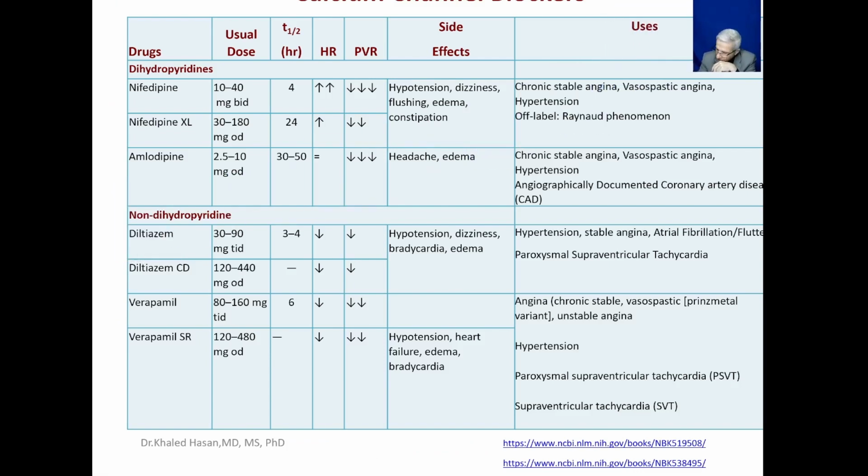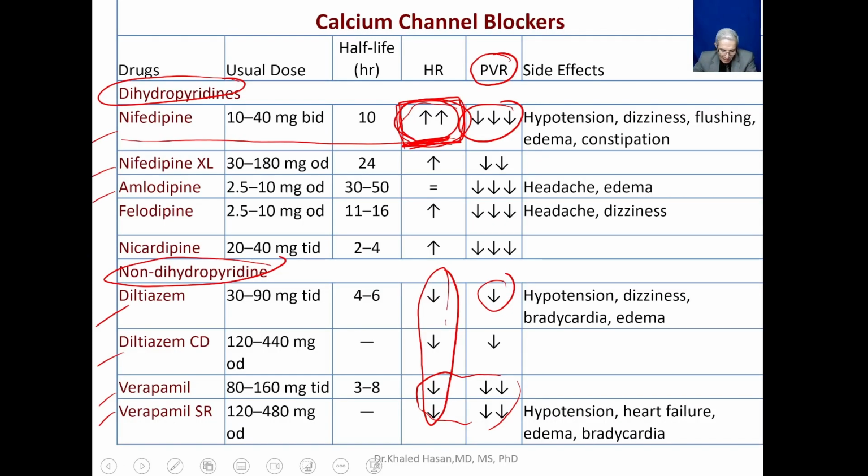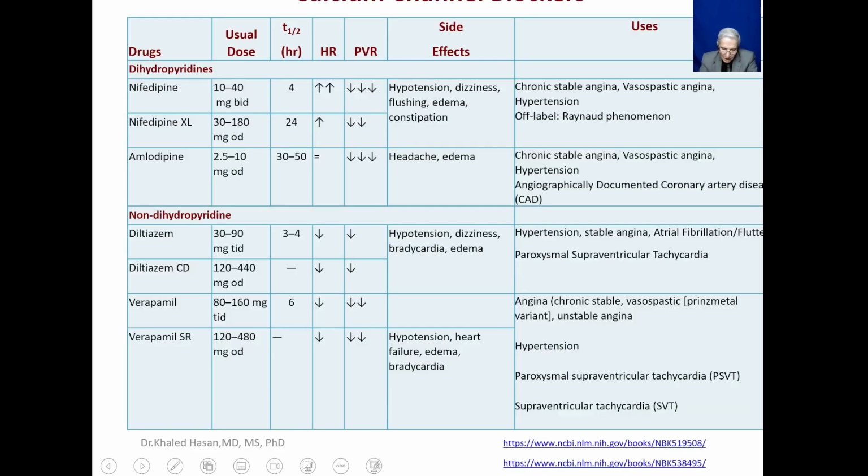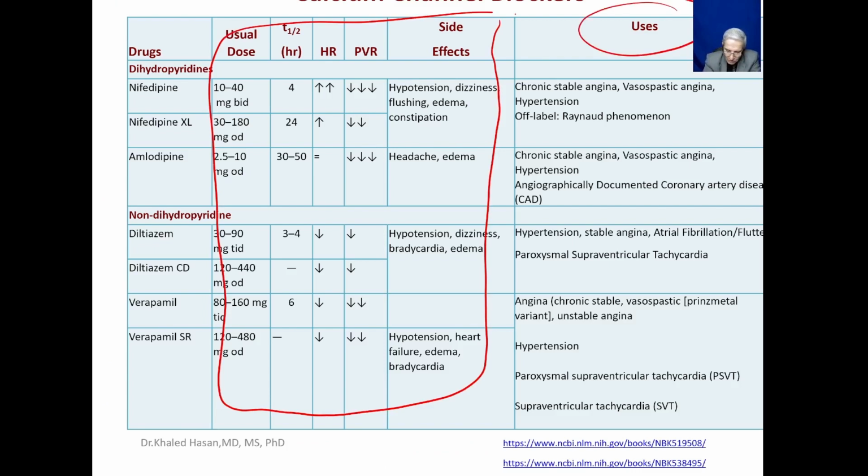Okay, the same slide repeated, but we have something important here. If you go to the slide, it gives you the name, half-life, usual dose, and side effects. We have this repeated information, but this is new. For example, we can use nifedipine for patients suffering from stable angina, vasospastic angina, hypertension, Raynaud's syndrome or phenomenon. Amlodipine is used for stable angina, vasospastic angina, hypertension, and for patients with coronary artery disease. Non-dihydropyridines are used for that.